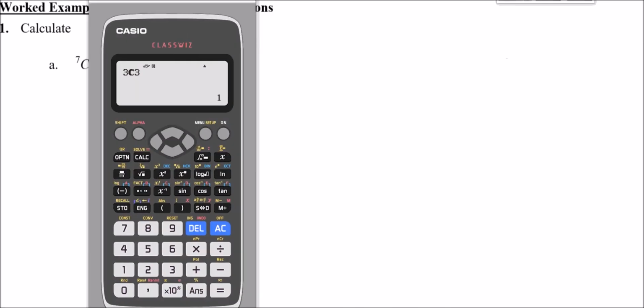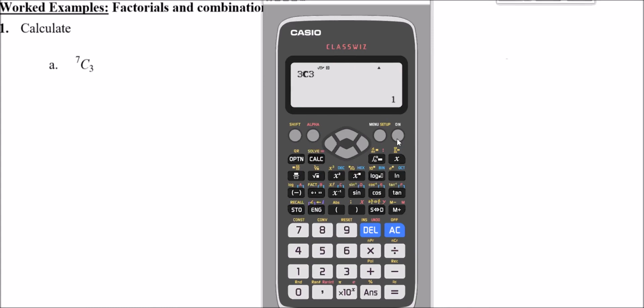A few warm-up examples, just to get you used to using your calculator. So first of all, calculate 7 choose 3. Get your Classwiz ready, and I'll show you how to do it from scratch again. So type in this 7 first, then shift divide for the C, then press 3. And you get here that it's 35. So in other words, 7 choose 3 gives us 35.